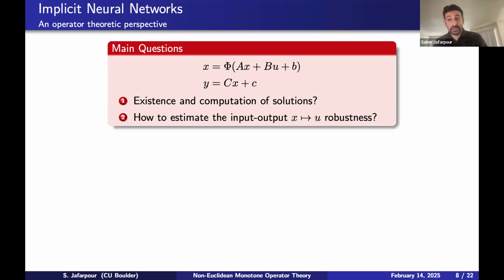Are they well posed? Does this fixed point equation have a solution? Because if it doesn't have a solution, then my neural network is useless, right? And then, of course, after we study well-posedness, we are interested in studying robustness, as I mentioned in the beginning of this talk. We want to understand what the input-output behavior of this system is and how robust it is, right?